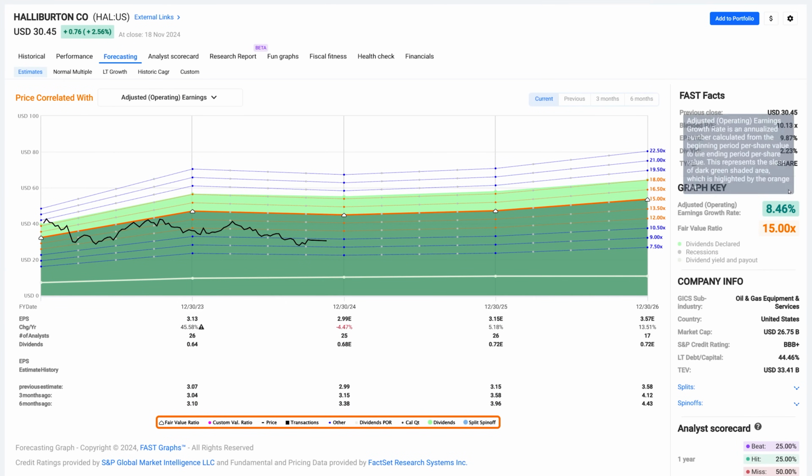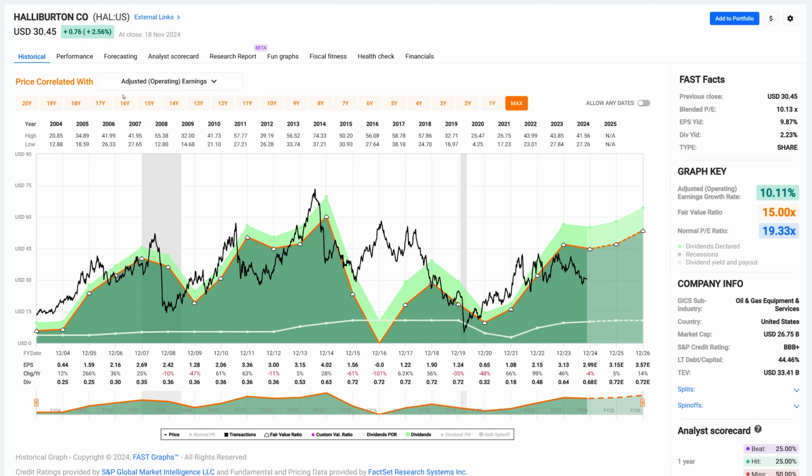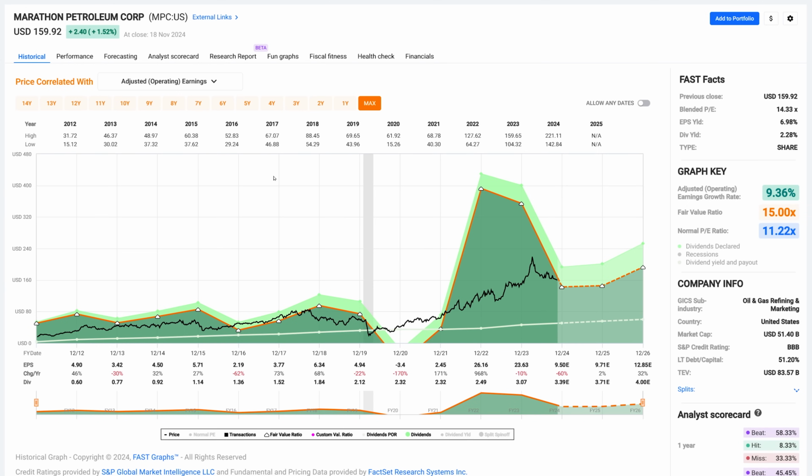So it'd be very hard for me to rely on this forecast, considering how inaccurate analysts have been on this stock. Moving on, Marathon Petroleum. Once again, we see the same cyclical picture. We see the best time to buy these things is when nobody likes them. Of course, this would have been challenging.